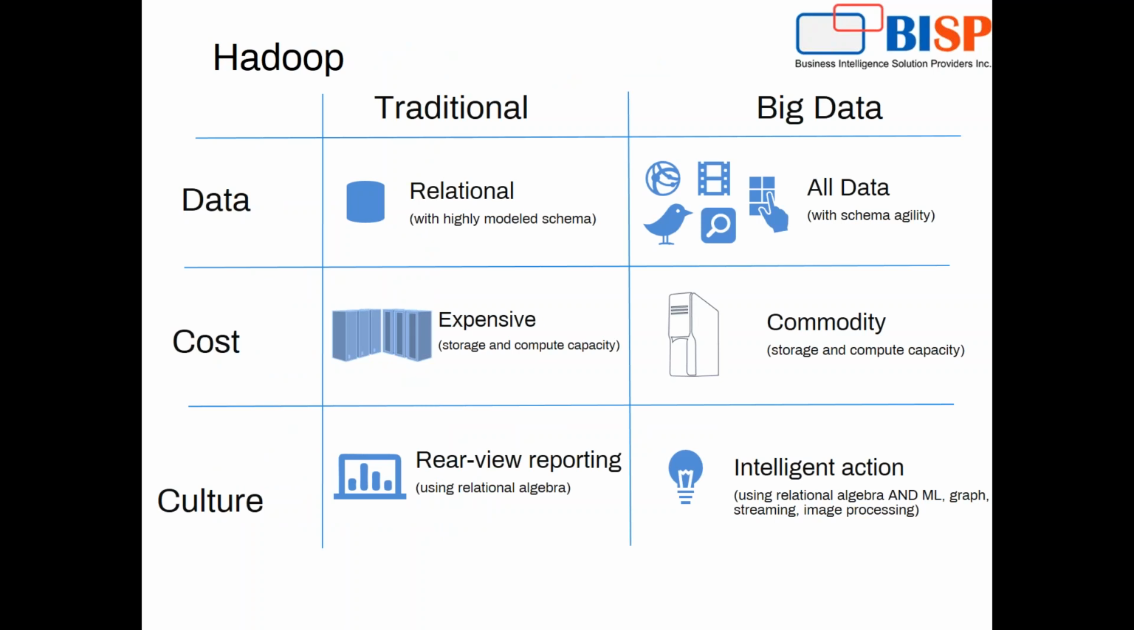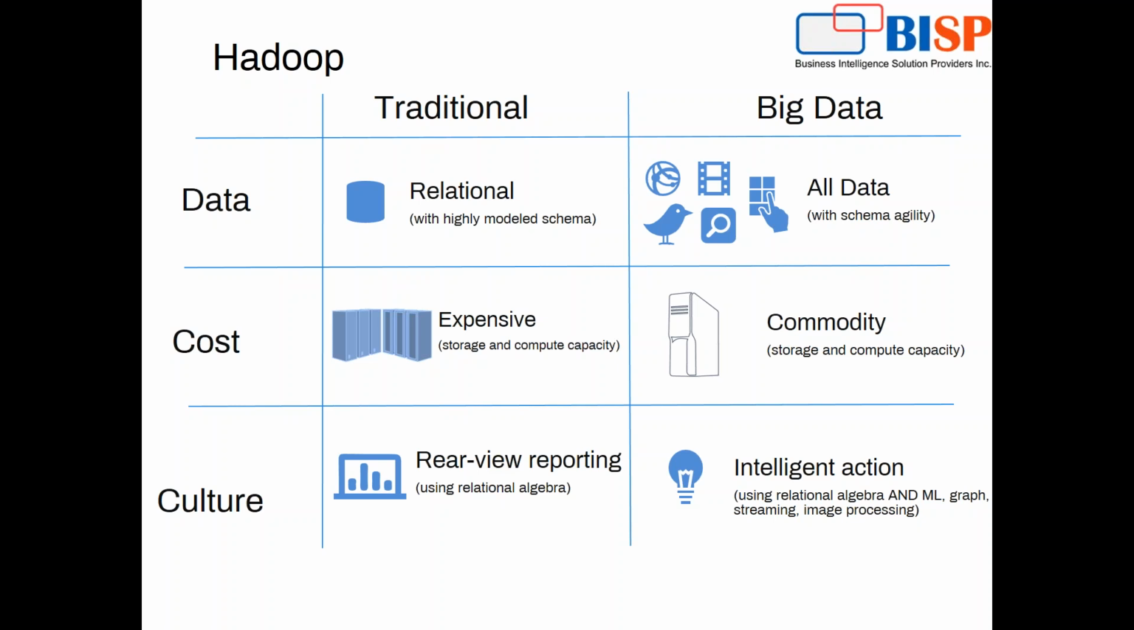And let me very briefly explain how data, cost, and culture vary for traditional databases and big data. In traditional relational databases, you had a strict schema. You could store data only within that schema. For example, the classic example, a student table, all those student IDs, all those things.